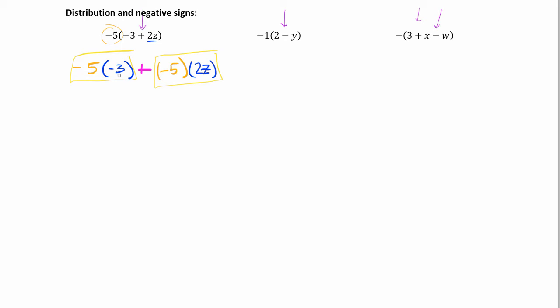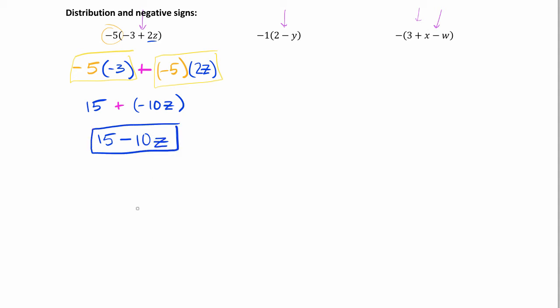So negative 5 times negative 3, a negative times a negative is positive, so that's positive 15. I'm going to keep that plus. And then negative 5 times positive 2 is negative 10 times z. So I have negative 10z. And now, because I'm adding a negative, I'm going to change that in my final answer to a subtraction symbol. That's considered to be fully simplified. So 15 minus 10z.